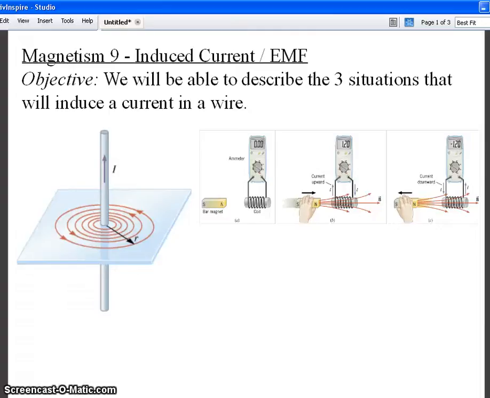Good morning, class, and welcome to this lesson on Magnetism 9, induced current slash EMF. Today we will be able to describe the three situations that will induce a current in a wire.